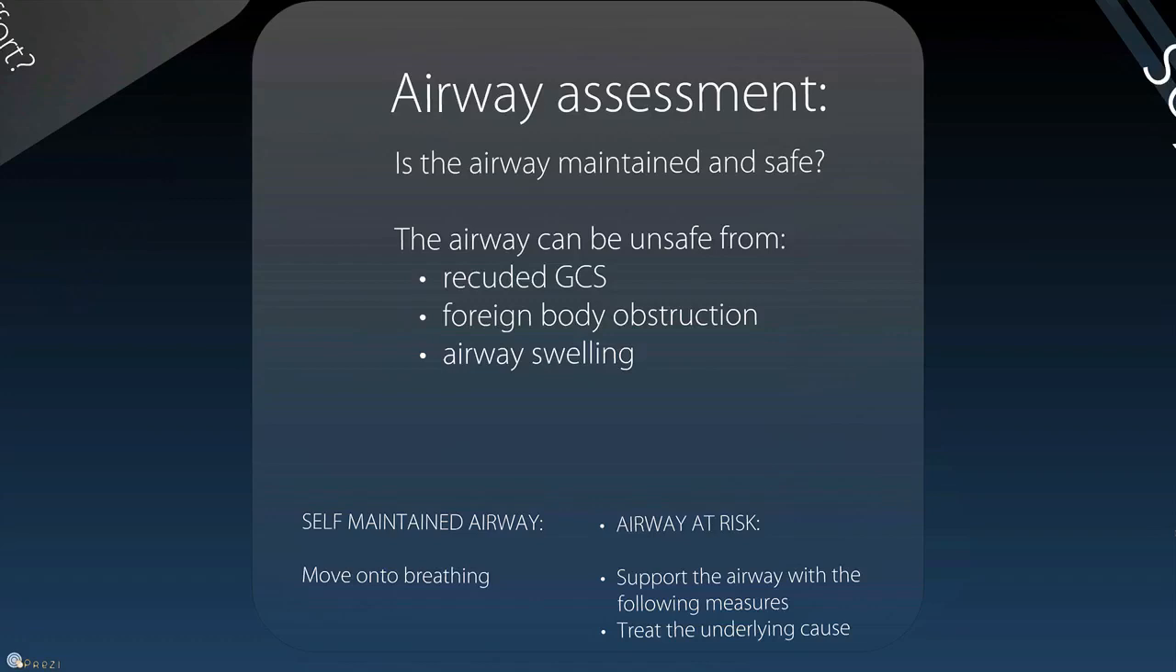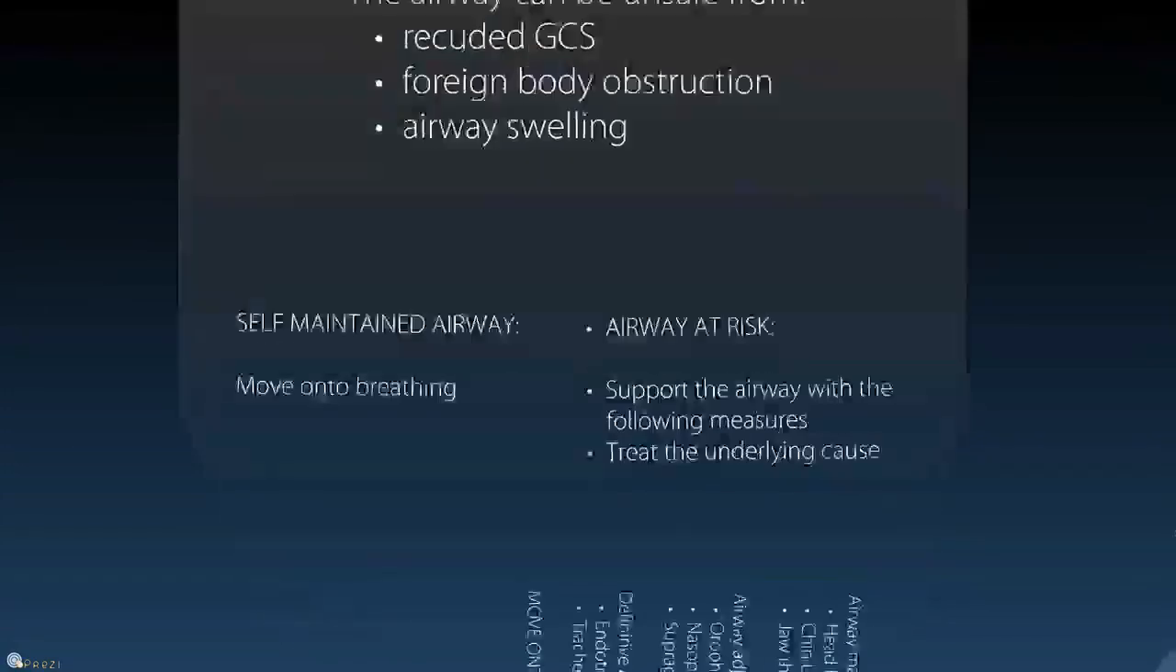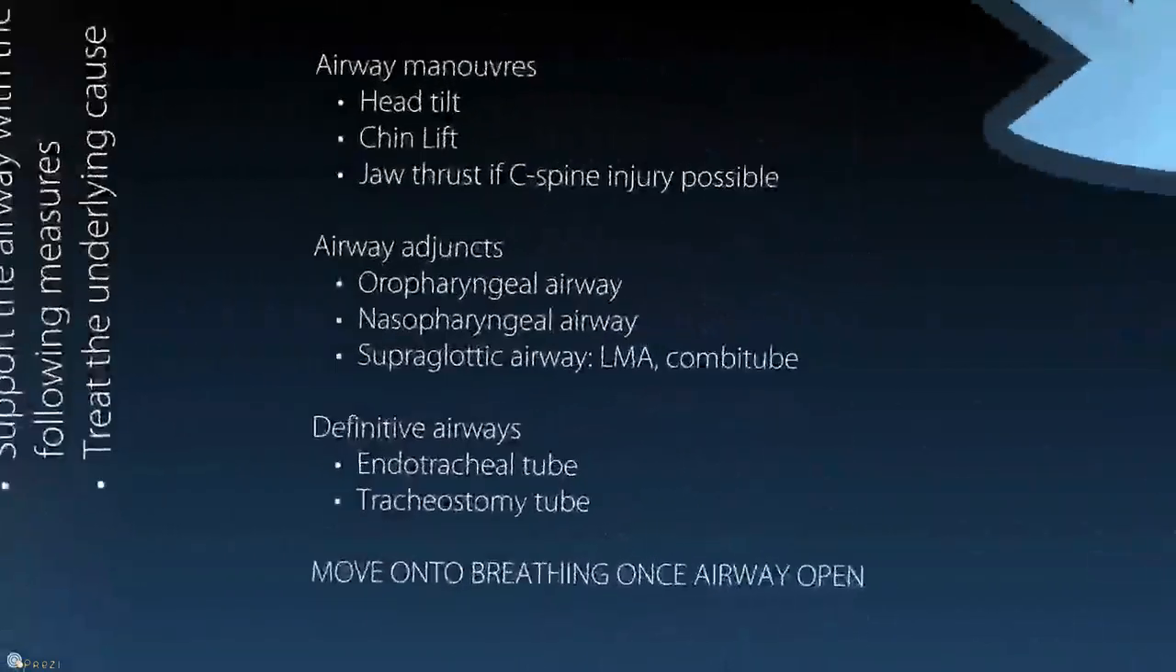So if you believe the airway to be unsafe, then you need to do something before you move on to breathing. You don't just move straight on to breathing having assessed that it's unsafe. And on the right you can see it says airway at risk, support with following measures. The airway manoeuvres you can use, you're taught in anaesthetics, and they involve a head tilt and a chin lift, but jaw thrusts can be used in patients where you think the cervical spine may be at risk.